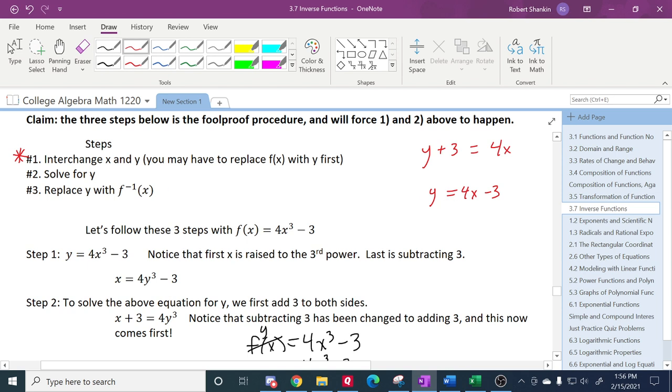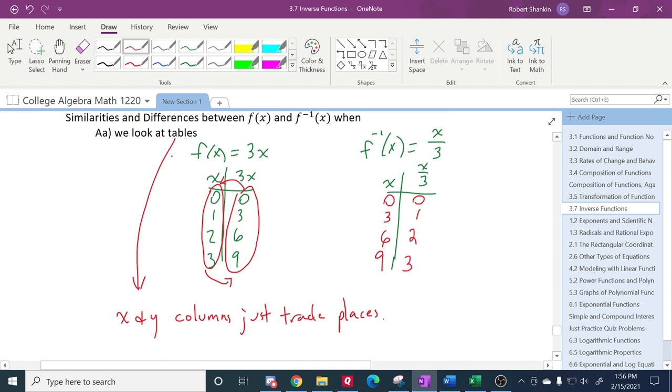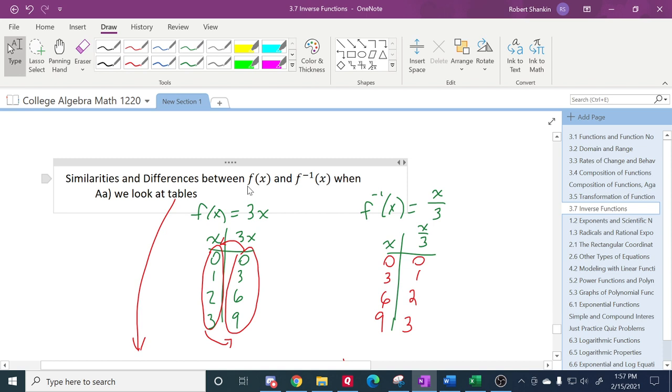Solving for y actually doesn't really change anything. And then replacing y with f inverse of x just changes the name of one of the letters, but it doesn't really change anything either. The only thing that really changes anything is this. When you interchange the x and the y. That did all the work, and that is equivalent to moving these two table entries around. Okay, so function and its inverse when we look at tables.